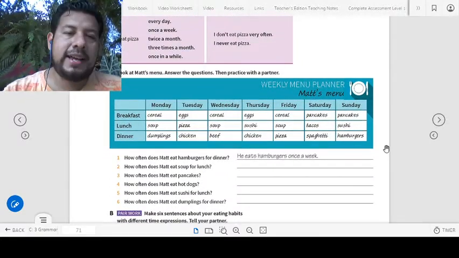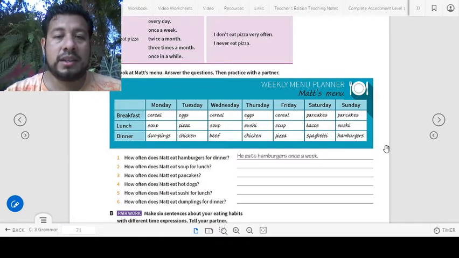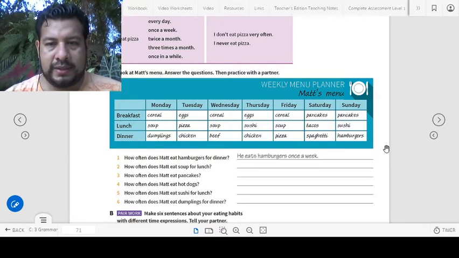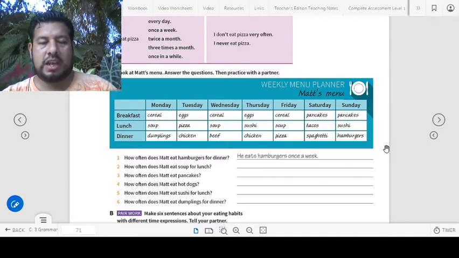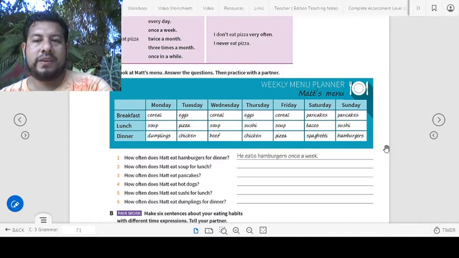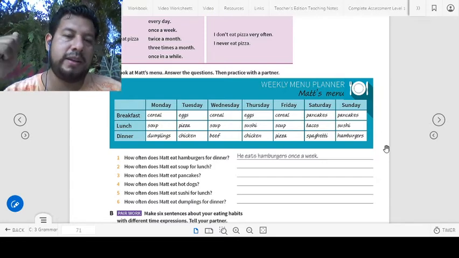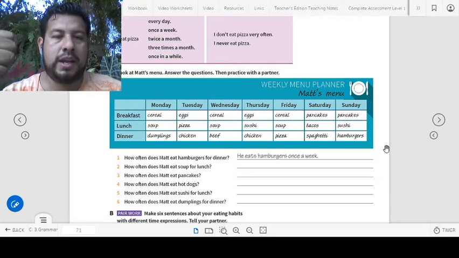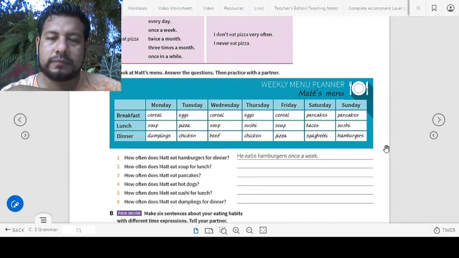Now, there's an exercise that says, look at Matt's menu, and answer the questions and practice with a partner. This is a weekly menu planner, and it's for Matt. Okay, we have breakfast, lunch, and dinner, and we have the days of the week. Pronúncienlos conmigo, que no está de más que pronuncien estos días. El primero es Monday, Tuesday, recuerden esto como un tú básicamente, Tuesday.